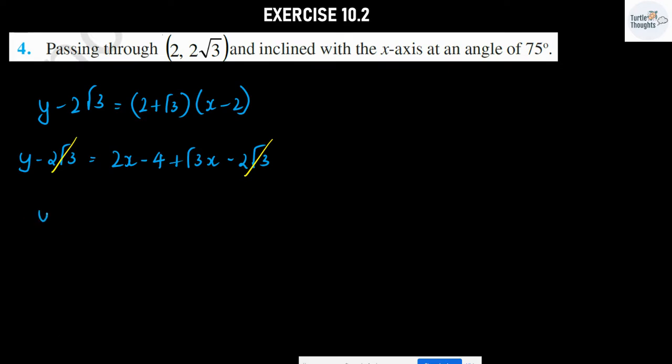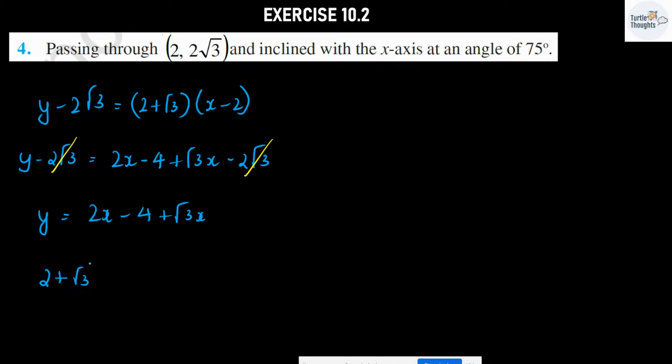Now I will be left with y equal to 2x minus 4 plus root 3x. I'll transfer y to the other side now. Either you can send y x to the other side or y to the other side. Both are one and the same. Now, if I shift y to the other side, I will be ending up with 2 plus root 3.